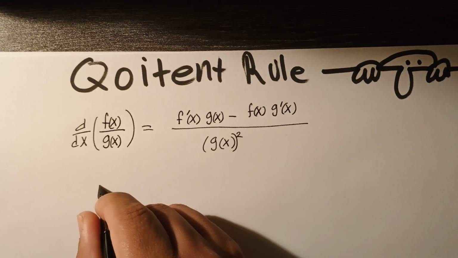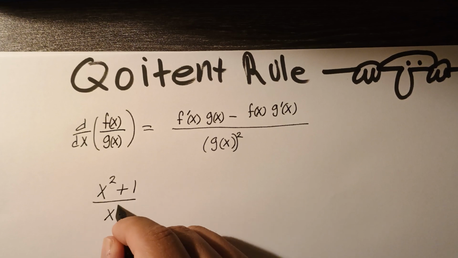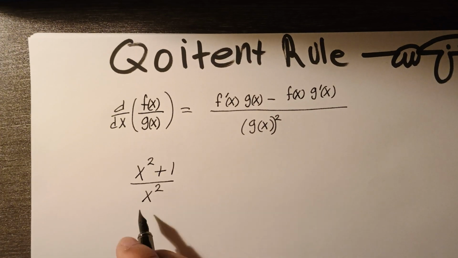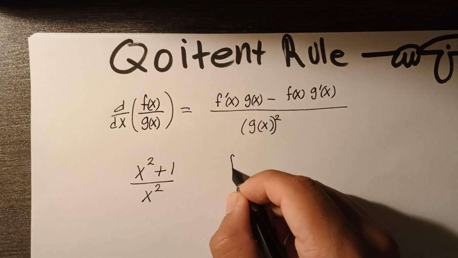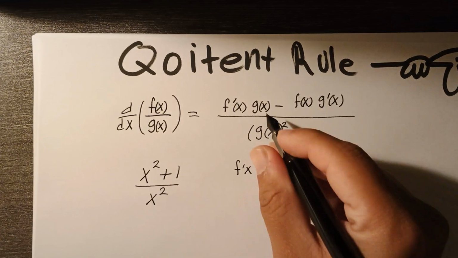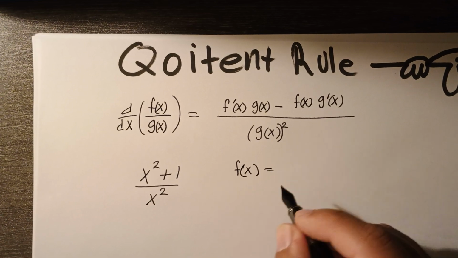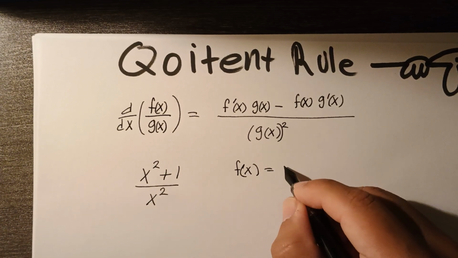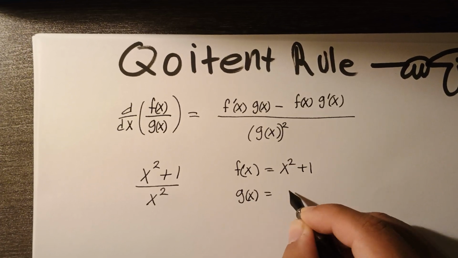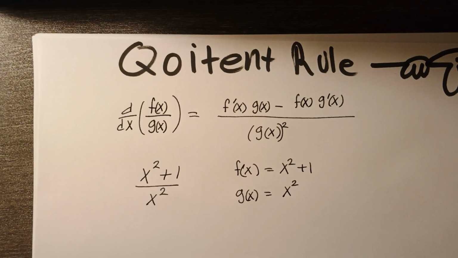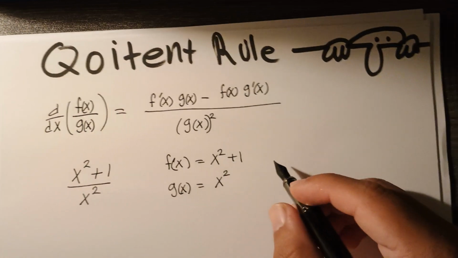So let's say we had x squared plus 1 divided by this. This is the whole function that we're taking the derivative of, but we can label them as different functions so we can plug them into the formula and get the derivative for the whole thing. I'm going to denote the top one as f of x, and the bottom one will be called g of x. Now we're going to take the derivative of both of them.